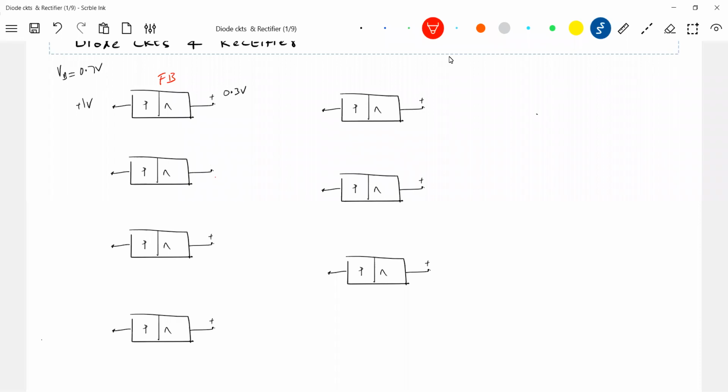Or in another one, what about this? N is minus 0.4, P is 0.3 volt. Forward bias or reverse bias? Either way, if N is more negative than P by 0.7, then it's said to be forward bias. So this diode is forward biased here. N is minus 0.7, P is 0 volt. So it will be forward biased.